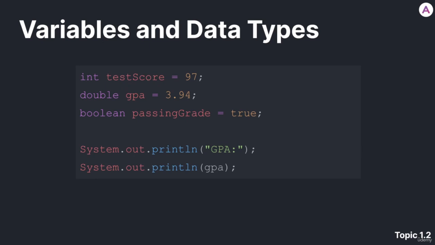Now let's go over variables and data types. So let's start with this right here. This is a statement that declares and initializes a variable. Let's go over all the parts here. I'm going to start with this part right here, the thing in red. And this is the name of our variable.